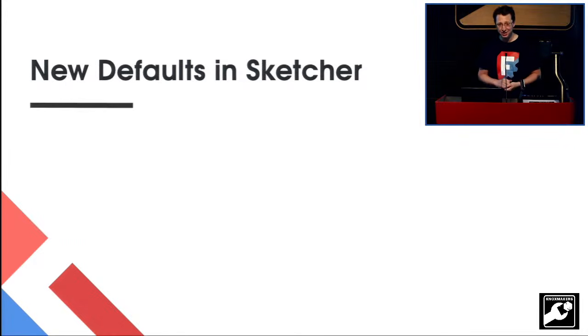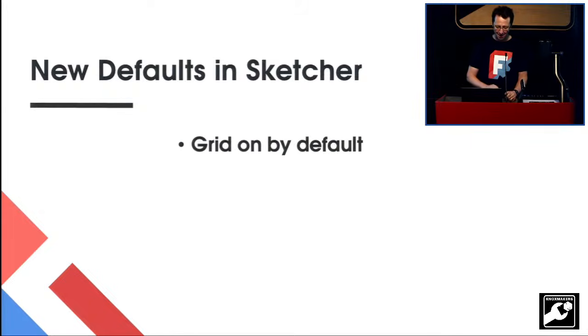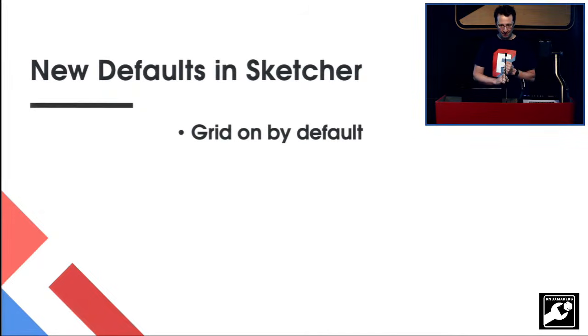Next up, new defaults in Sketcher. I know, again, this one seems like it's a little bit lame, but the grid is now on by default, and that is going to affect a lot of people. So if you despise the Sketcher grid, hey, you can still turn it off. Don't worry, it's in the preferences. Welcome to open source, everything's in the preferences, right? So you can still turn it off, but it is on by default.